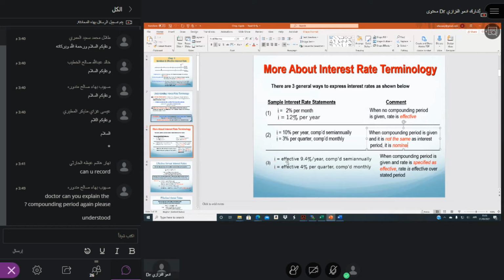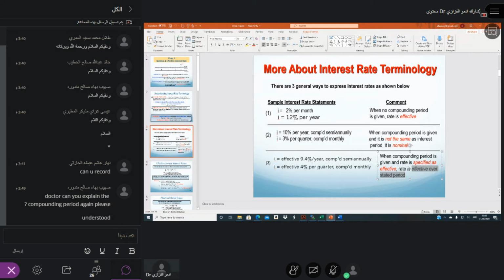And the third scenario is I is equal to effective, and maybe they will say this is an effective interest rate now. They will say I is effective 9.4% yearly, and they will also mention compounded semi-annually. So they mentioned the word effective, and also the word compounded. And when the compounding period is given and the rate is specified as effective, then the rate is effective over the stated period. So it is an effective interest rate.